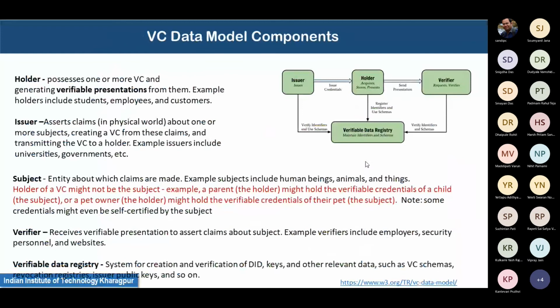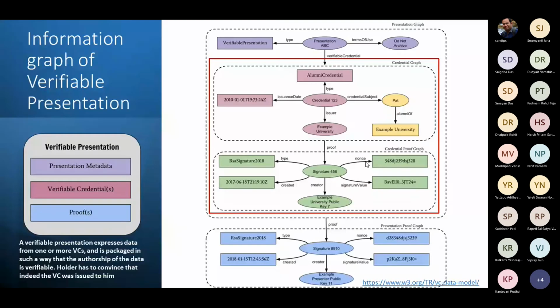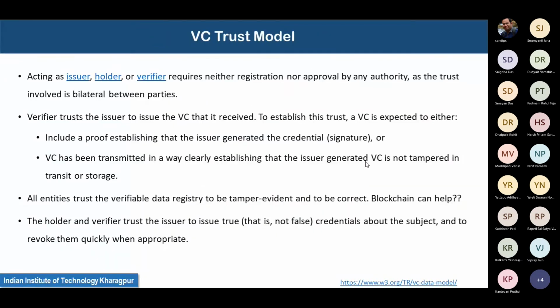Now, so far these identifiers, what we said is that it is just any identifier. It need not be DIDs. We'll come to that very soon. Now, the verifier trusts the issuer to issue the VC that it received. To establish this trust, of course, a VC is expected to either include a proof establishing that the issuer generated the credential, or the VC has been transmitted in a way clearly establishing that the issuer generated VC is not tampered with in transit or storage. And of course, these are all done by means of the digital signatures that we discussed.